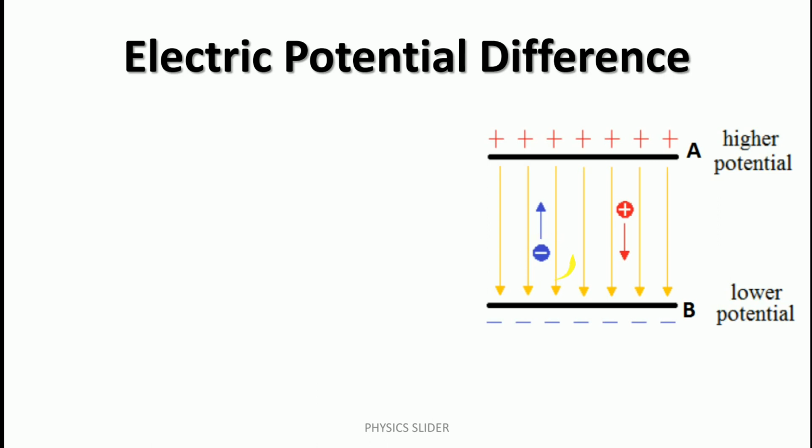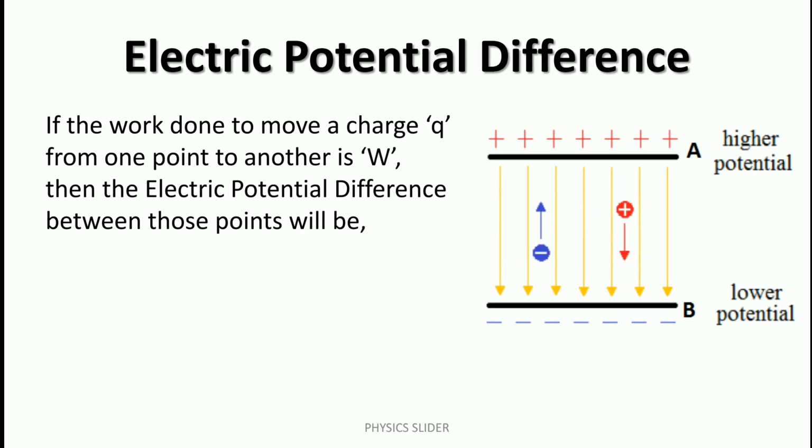Whenever a charge is moving from one plate to another plate, from one point to another point, it requires some work done. So if the work done to move a charge Q from one point to another is W, then the electric potential difference between those points A and B will be given as VA minus VB is equal to W upon Q. This VA minus VB is the electric potential difference, and this is its expression.